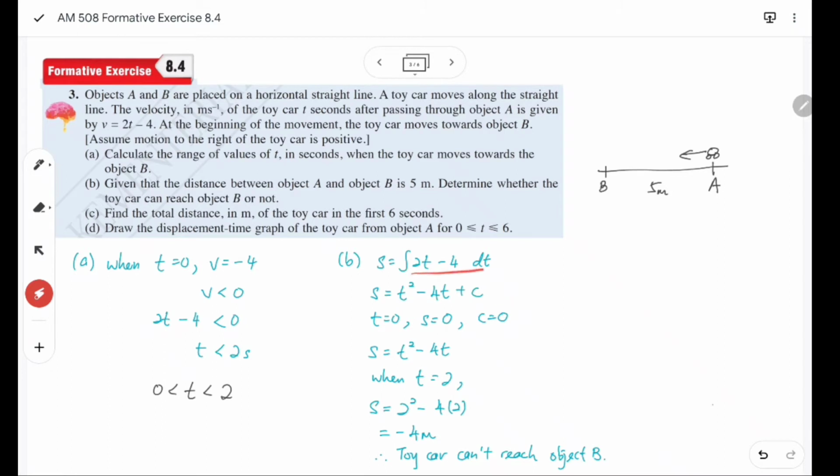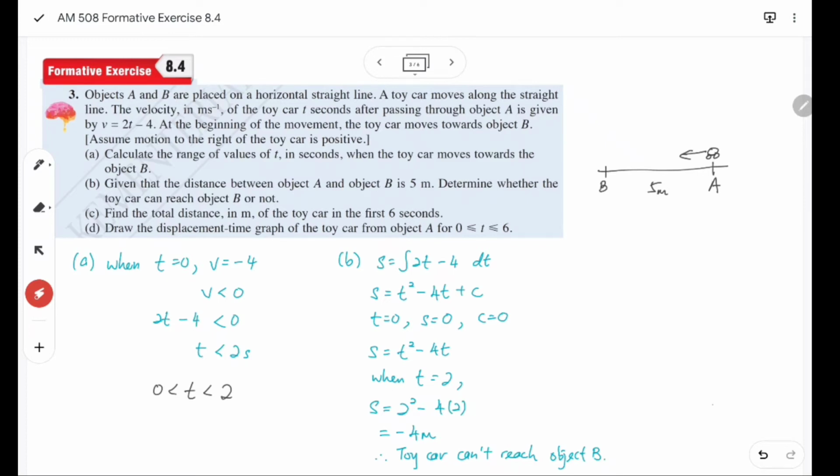By integrating v, we get s equals t squared minus 4t plus c. When t equals 0, s equals 0. Therefore, c equals 0. Our function of displacement is now t squared minus 4t. So, we know that the toy car moving toward B is from 0 to t seconds. So, t equals 2 seconds, right?